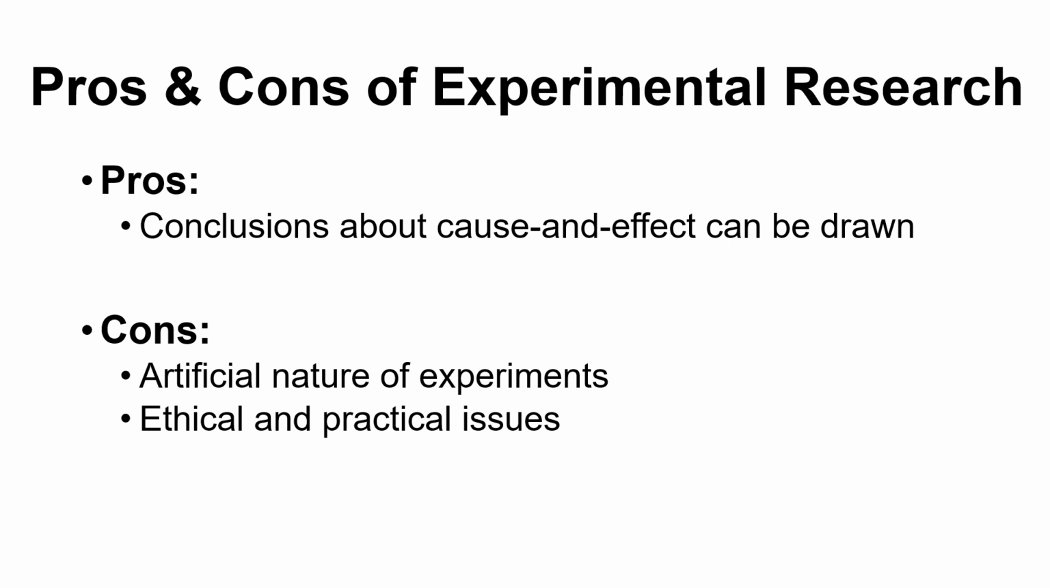So what are the pros? Obviously, we've been stressing that experimental research is fantastic for getting causality. We want to know the cause and effect relationship between these two variables. And because of our manipulations and because of our controls, we are able to make those conclusions.